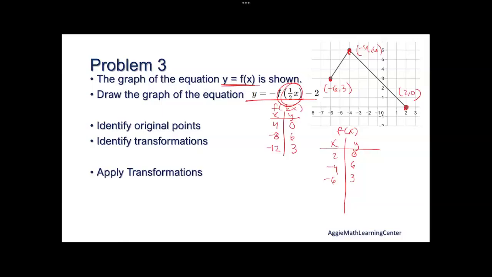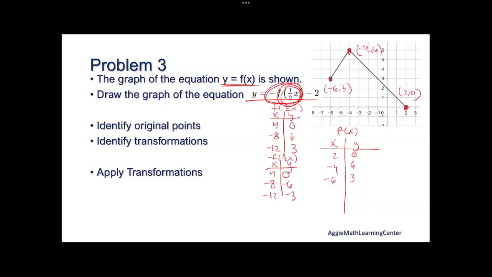Okay, then I'm going to do the scalar out in front that's affecting the y-coordinates. That's -1. So it does what we think it does. It's affecting the y-coordinates and not the x-coordinates. So our x-coordinates are unchanged. And then our y-coordinates are multiplied by -1. So we have 0, -6, and -3.